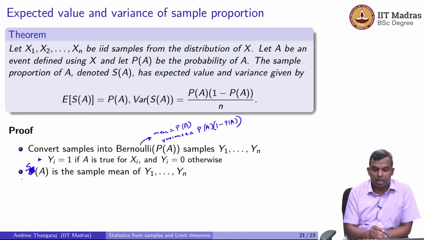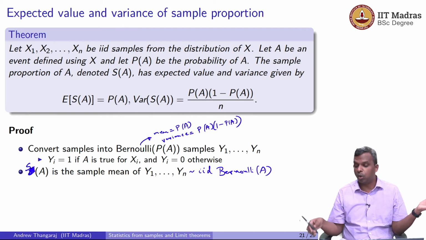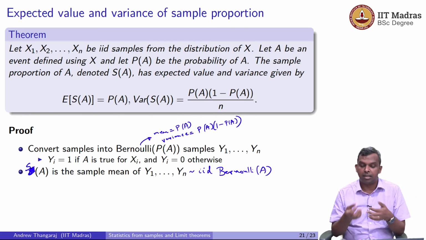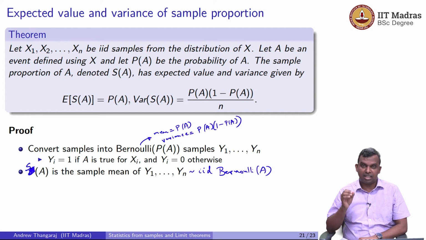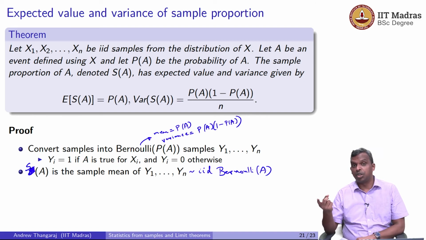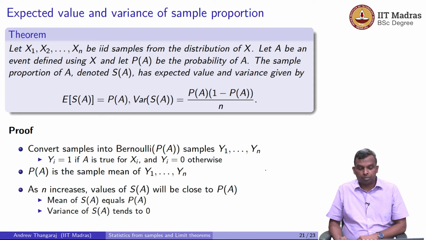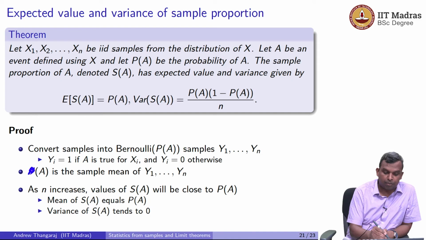So once you have S of A becoming the sample mean of IID Bernoulli P of A, then you can apply the theorem that you already know for the sample mean. Its expected value is equal to P of A, its variance is the variance divided by n. So the sample proportion, which is again a simple statistic we can calculate from the IID samples, is connected to the distribution. The probability of A according to the distribution is connected directly to the expected value of the sample proportion. So as n increases, we expect S of A to be close to P of A. That's it.